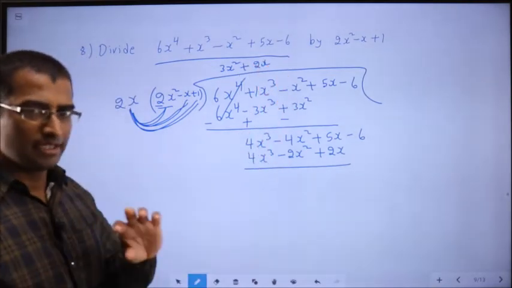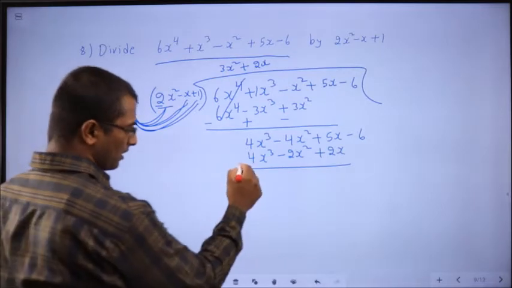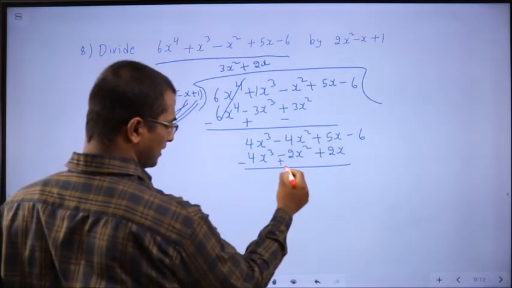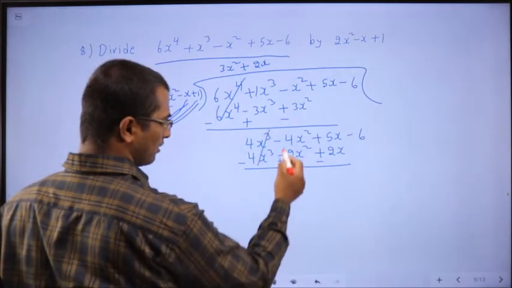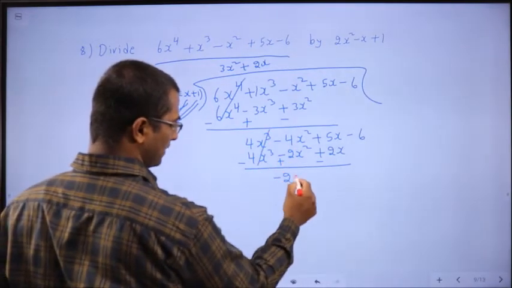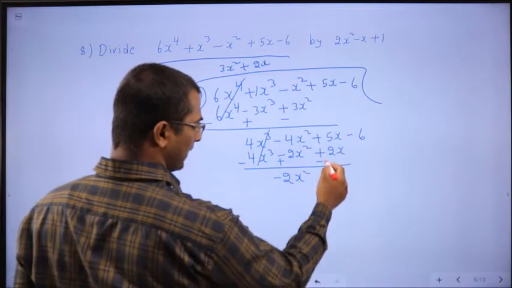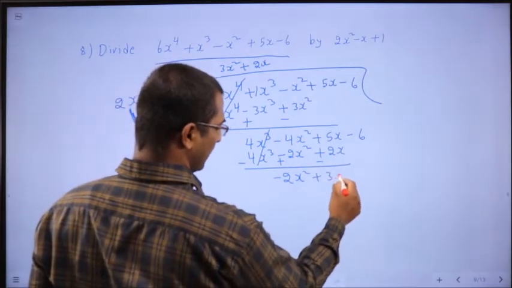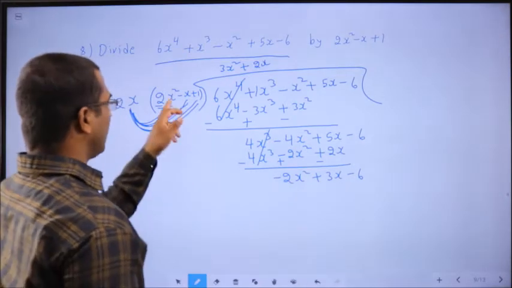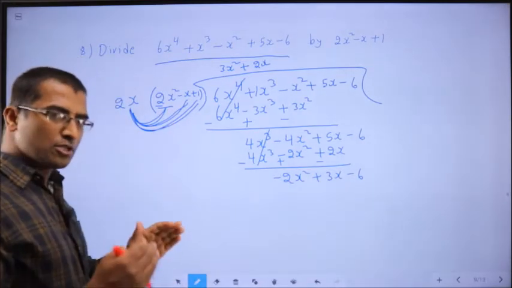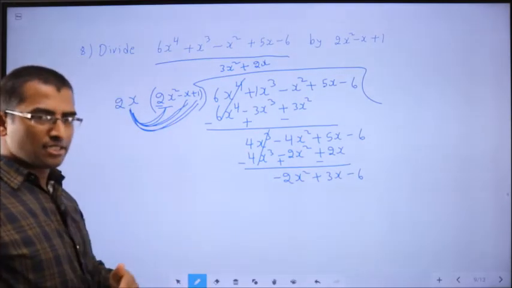Okay. Change the sign now. So here it is minus, minus changes to plus, plus changes to minus. This cancels out. Minus 4 plus 2 is minus 2x square. Plus 5 minus 2 is plus 3x minus 6. Here x square and x square, degree is same, so I could go to the next step.